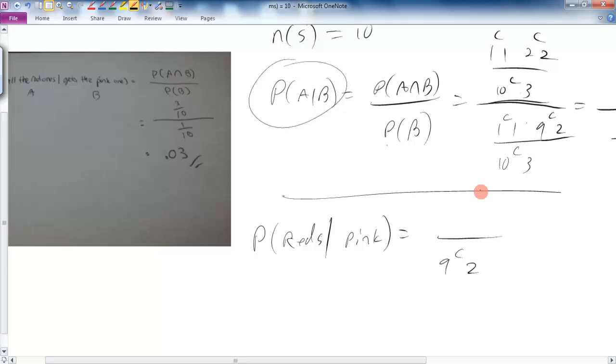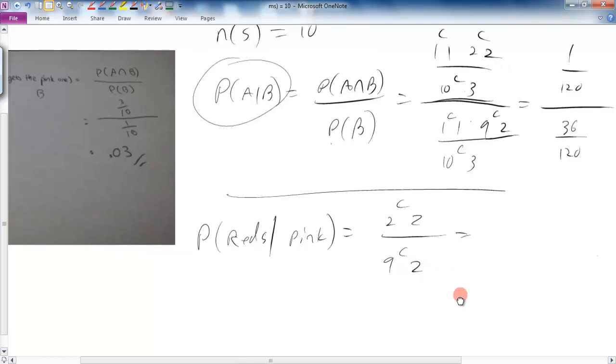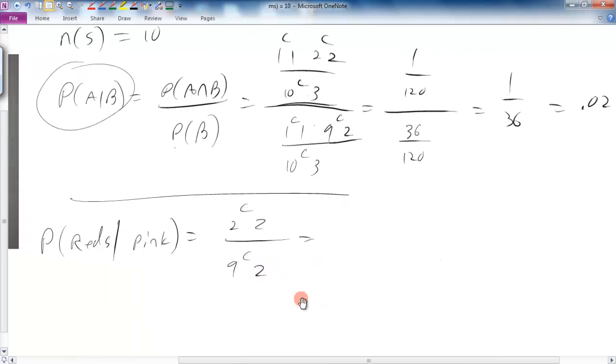Now, for the things that'll make us win the game, the things that'll satisfy this, getting all the reds, there are 2 reds in the bag. We need to choose all 2 of those, and we're done, because that will now give her 3 marbles. Since this here represents the 2 reds, and she already has the pink, she now has 3. And you will notice this is going to leave us with the same 1 over 36 that we had right there.